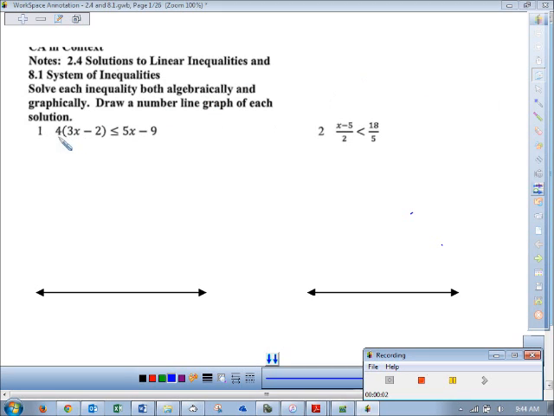So on number 1 right here, they've got this times 4 getting distributed through the parentheses. If everything over here divided by 4 nice and evenly, I would go ahead and get rid of this times 4 by dividing everything by 4, but 5 doesn't go into 4 evenly, 9 doesn't, so I'm going to go ahead and distribute the 4 through.